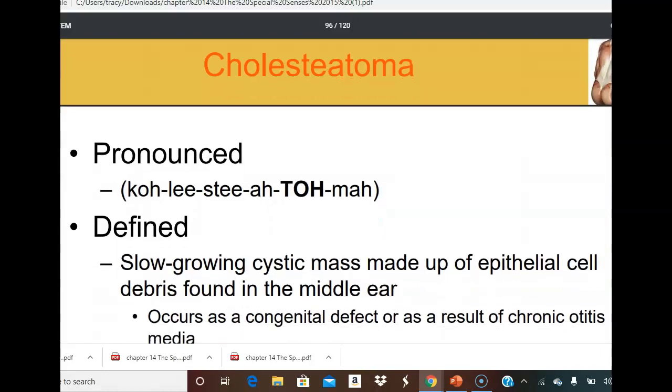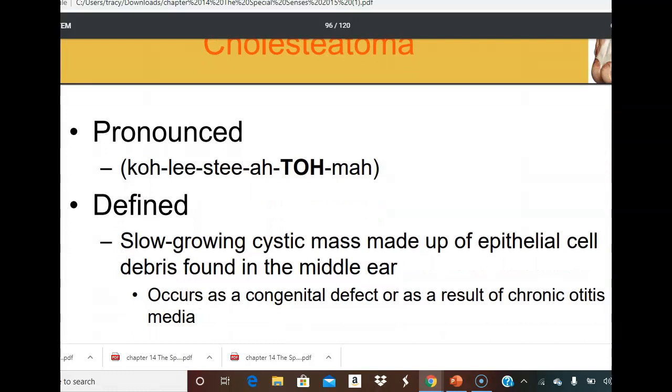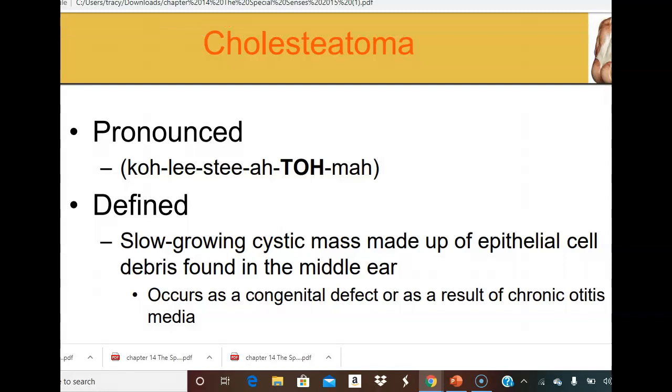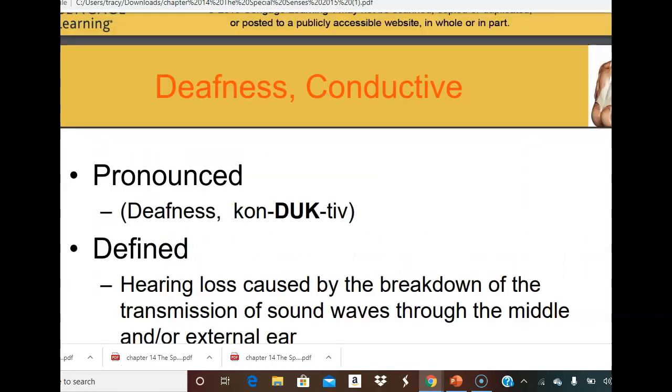Let's go to a few of the pathologic conditions. We talked about a couple of them already. The cholesteatoma is kind of an interesting thing. It's very rare. We don't see it very often, but it's a slow-growing cystic mass made up of chunks of epithelial cells and debris that they can find in the middle ear. It's usually a congenital defect where someone is born with this, but chronic recurrent otitis media that's not treated could lead to this. These generally have to be surgically removed because it will impair the ability of that particular ear to hear.